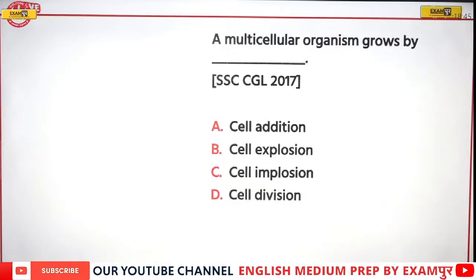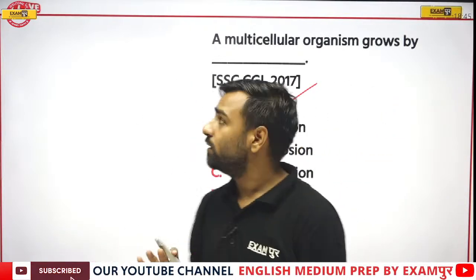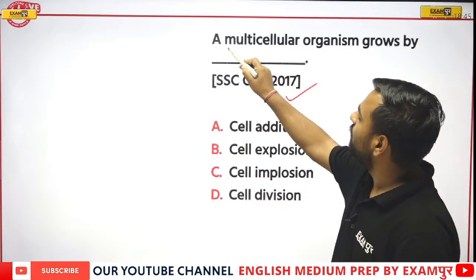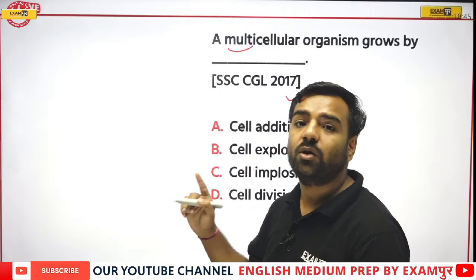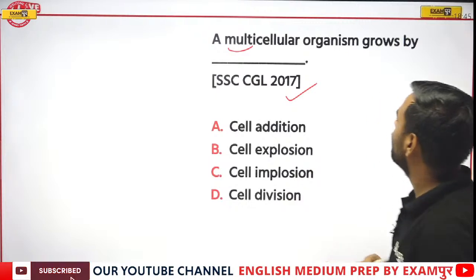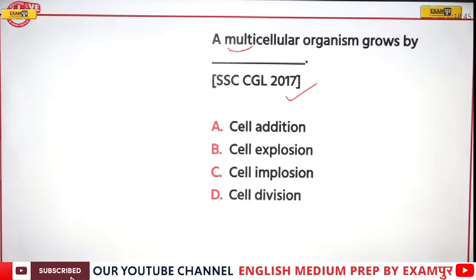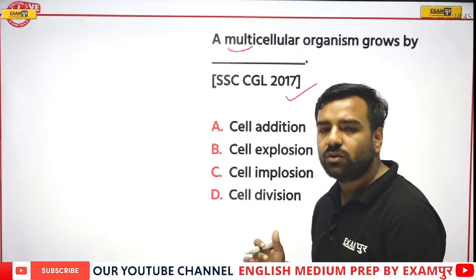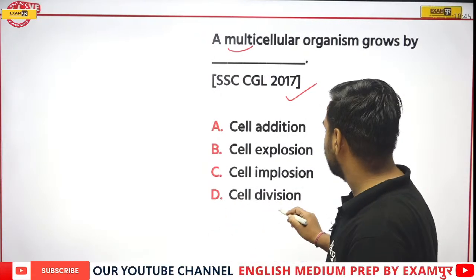Now, a multicellular organism grows by what? This question is from CGL 2017. When we are talking about a multicellular organism, we are talking about an organism which has more than one cell. Now this multicellular organism grows by what? Is it cell addition, cell explosion, cell implosion, or cell division? Please remember, whenever we are talking about the body's growth, that means there will be division in the cell. So yes, here option number D is correct.